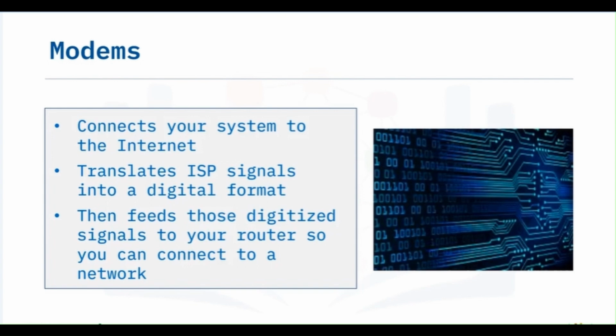Your router and ISP can't communicate directly because they speak different languages, or rather, they transmit different signal types. So the modem digitizes those signals and sends the now usable signals to the router. Before you know it, you're online.